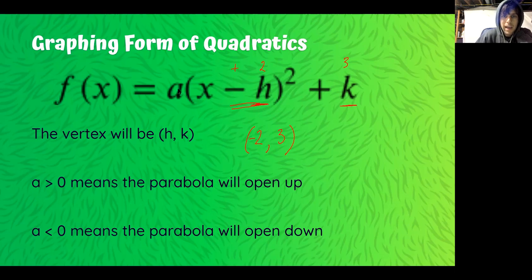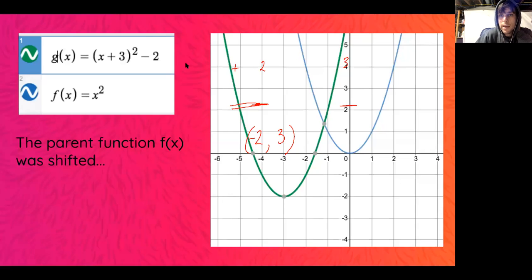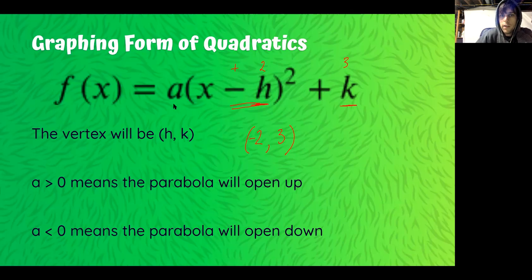All right. And then the other thing we have in this form is the a value. This a value is the same as the a value on the other one. If it's greater than 0, meaning it's positive, our parabola will open upward. So parabola opening upward. And if it's less than 0, meaning negative, that means our parabola will open downward.